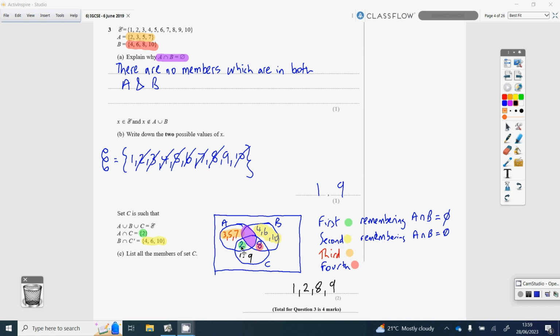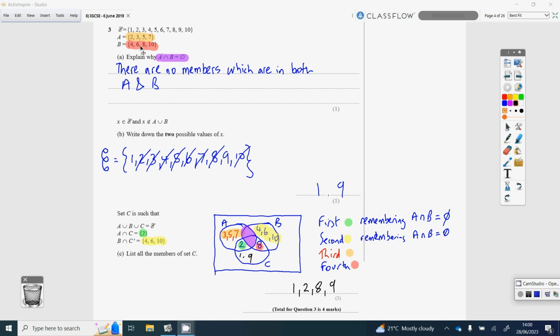Next thing I've done is the bit in yellow. This means it's in B and not in C. So given that this bit is excluded, B and not in C has to be this area here. B not in C, so that's my 4, 6, and 10. Now, thirdly, I've then gone back to what should be in A, 2, 3, 5, and 7. Well, I know 2's here. Nothing's in these 2, so the 3, 5, and 7 has to be here. Fourthly, my bit in red.